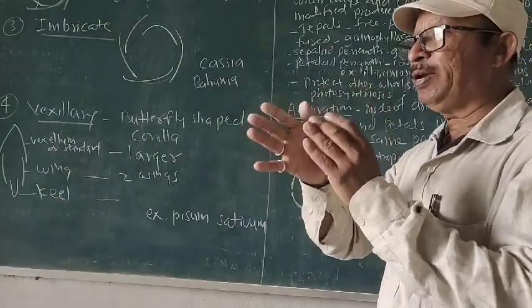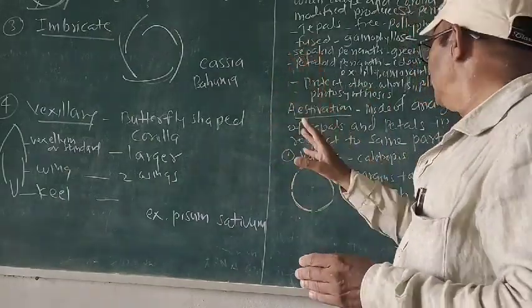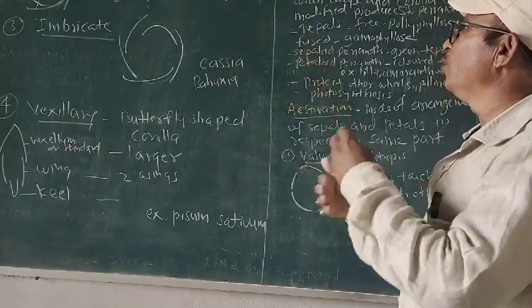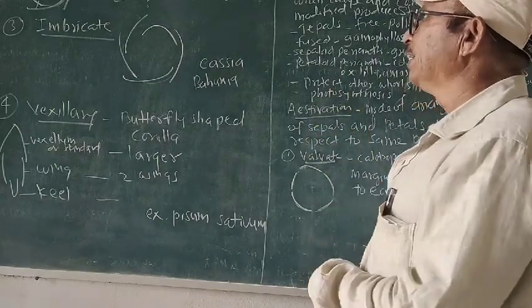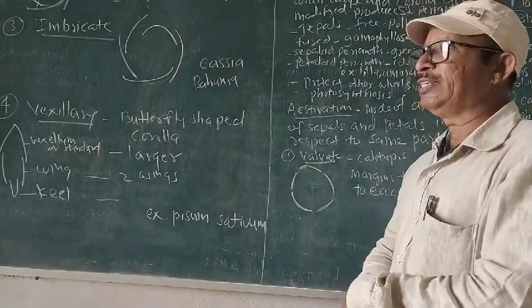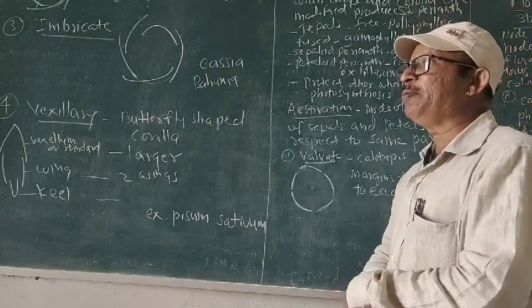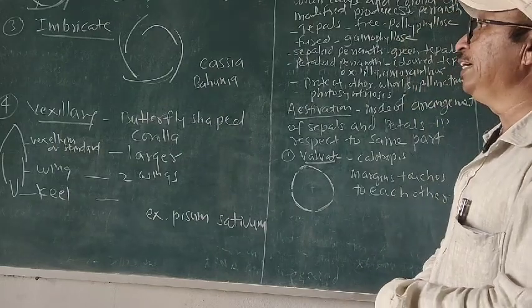Like a rope twisting over one another, that is twisted, when the margins are overlapped on each other, or twist on each other. Example is cotton and China rose. In the sepals and petals of the China rose, you will find that a twisted appearance is present in the petals of these plants, cotton and China rose.